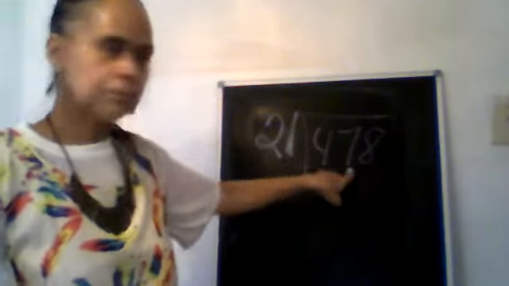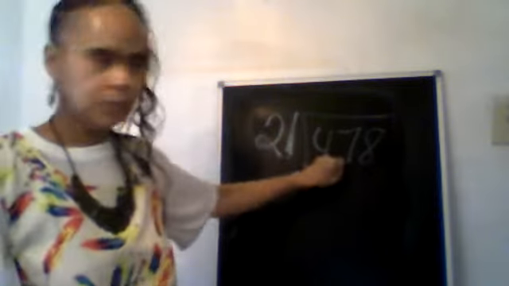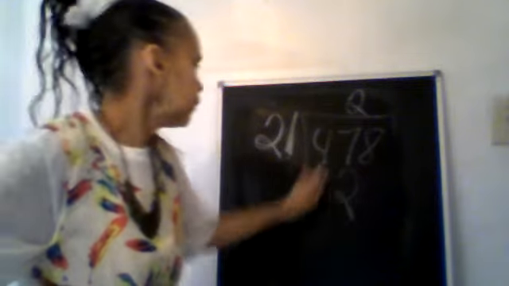We have 21 and the 478. So you want to find out. Since you have 2 numbers over here, we want to divide by 2 numbers over here. So I look at 2 over here, then I'm going to look at 2 over here. So 21 can go into 47 probably 2 times. So we'll say 2 times 1 is 2, 2 times 2 is 4.